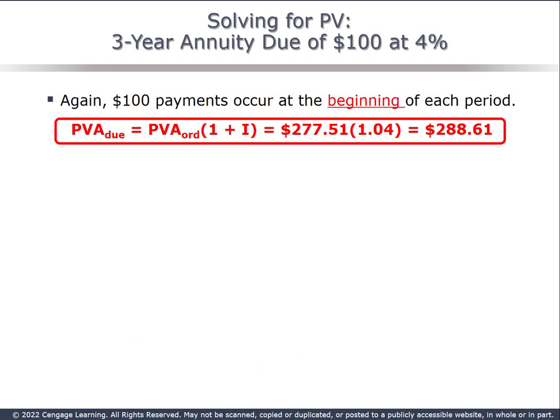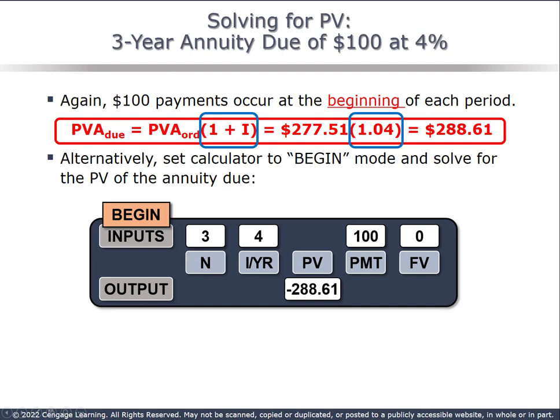Solving the present value of an annuity due is handled in the same manner. Enter the ordinary annuity times 1 plus the discount rate, or set your calculator to begin and set type to 1.